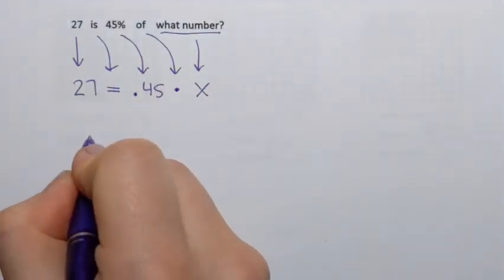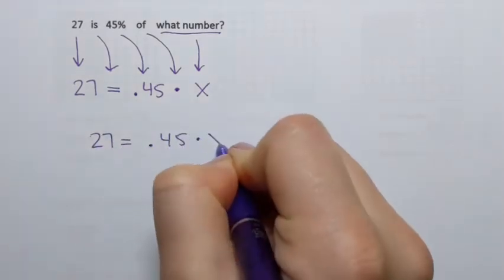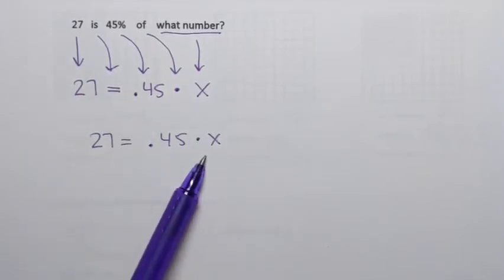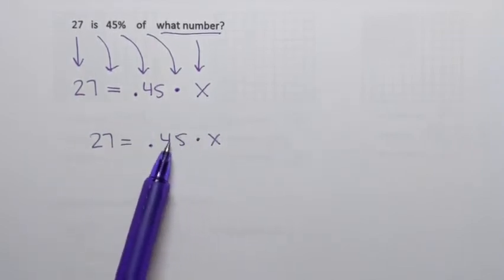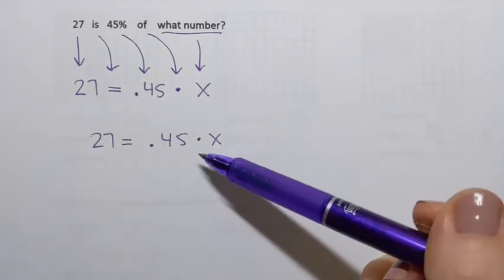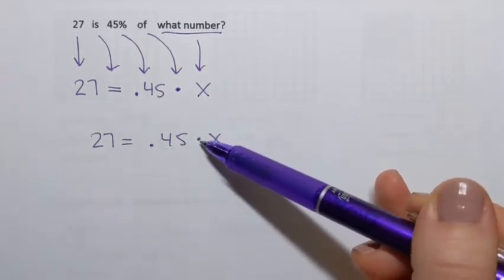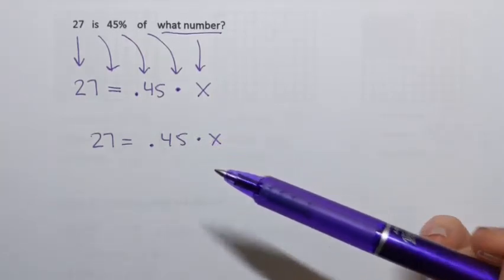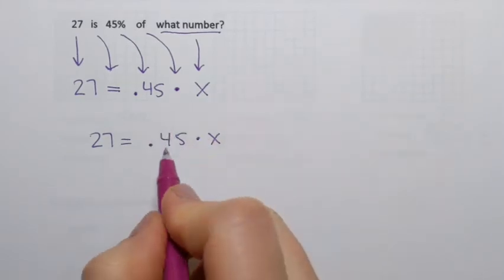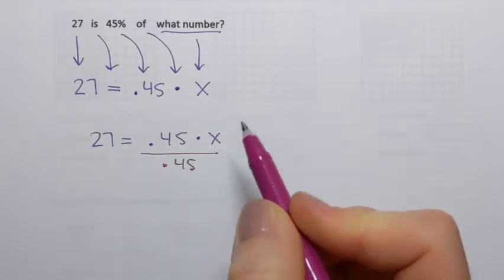I'm going to rewrite it again. 27 equals 0.45 times x. Now to solve this equation, we need to get x by itself. Now it's not by itself. It has 0.45 next to it. So how do we get rid of 0.45? We need to note what operation we have right now between x and 0.45. Well, it's a multiplication operation. And to undo that operation, we're going to divide. So I'm going to divide by 0.45 on the right-hand side.